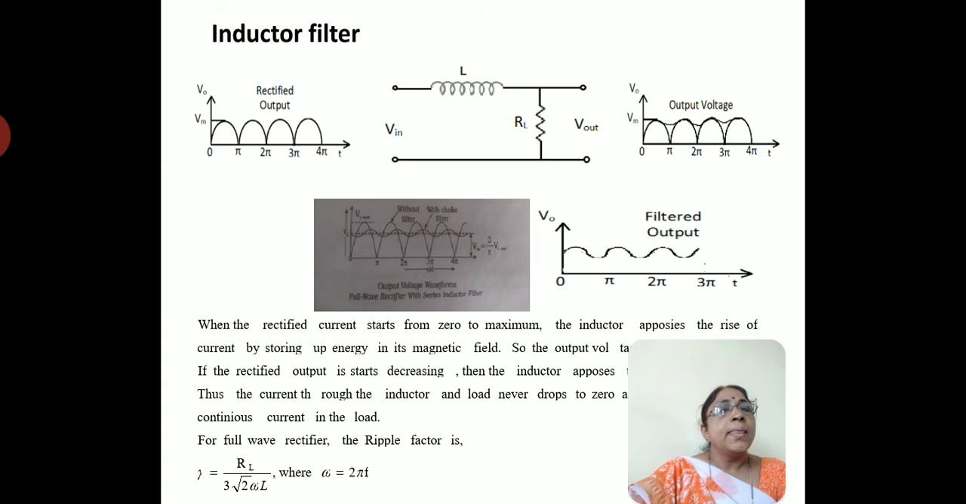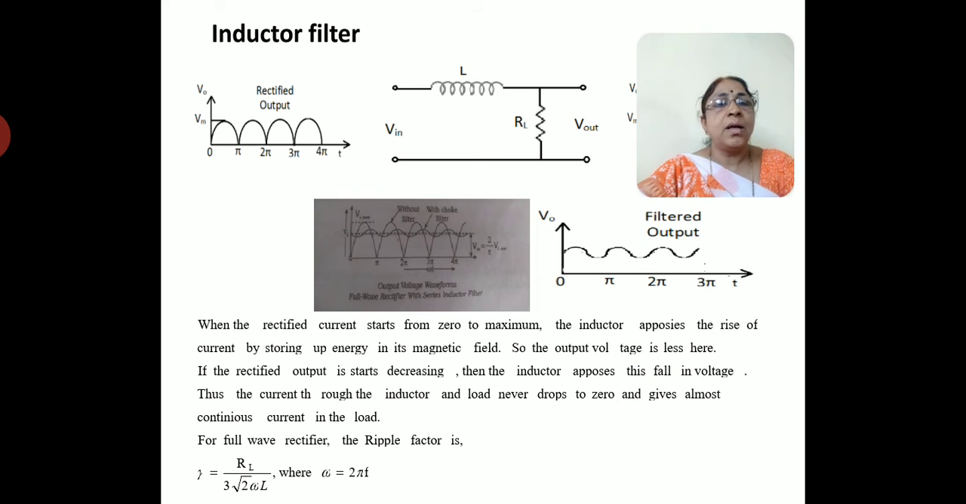So here the voltage across the inductor reduces from maximum Vm by a little bit, and as soon as it reaches 0 volts, again the next voltage will magnetize and demagnetize due to the function of the inductor. Therefore, when the rectified current starts from 0 to maximum, the inductor opposes the rise of current by storing up the energy in its magnetic field. So the output voltage is less.